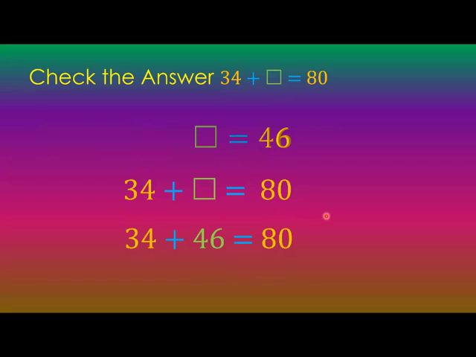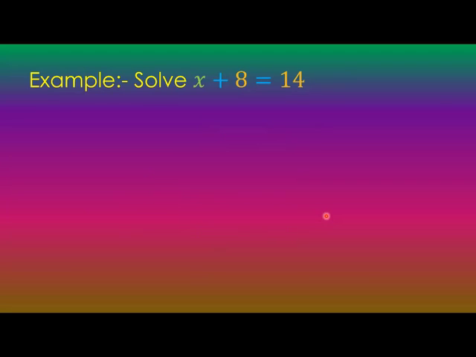Check the answer. The missing number symbol we said was 46. So 34 plus the missing number symbol is 80. 34 plus 46 is 80. Always check your answer. This time, instead of using the missing number symbol, we're going to use x, the letter x. So x plus 8 equals 14.